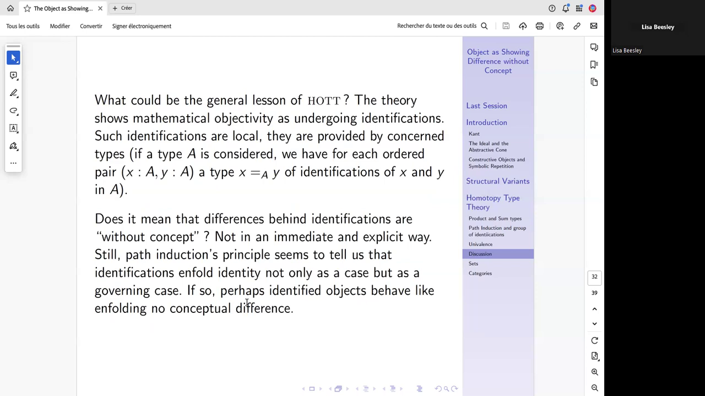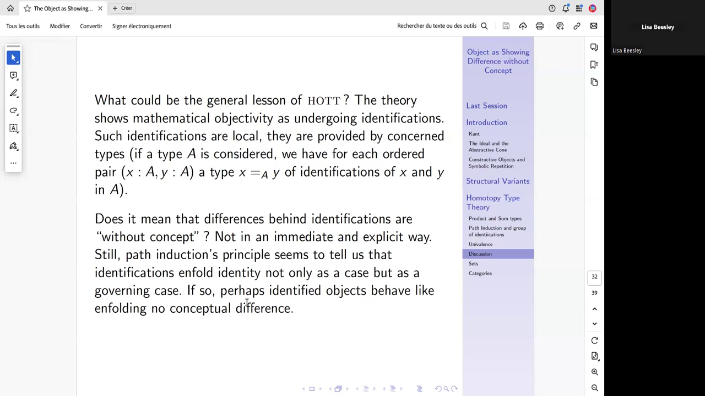So, what is the general lesson of how to? I don't know. Set is just another category. So the theory shows mathematical objectivity as undergoing identifications. And these identifications are local, and they are provided by identity types. So if we have two objects X and Y of type A, there is a type X equals sub A of Y of identifications of X and Y in A.